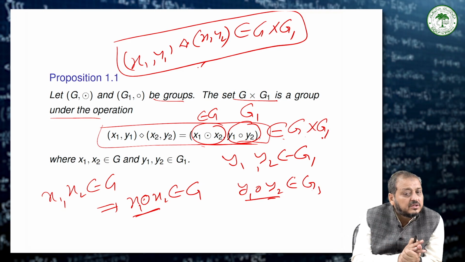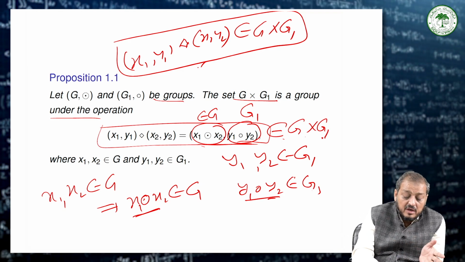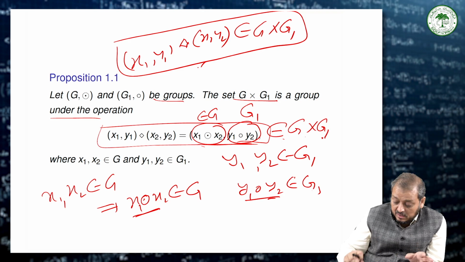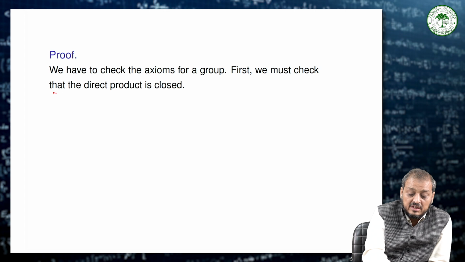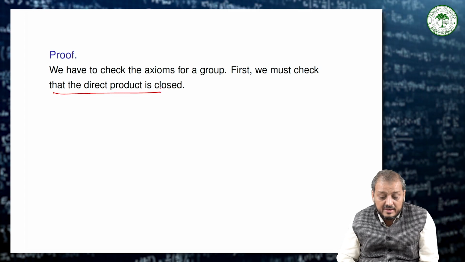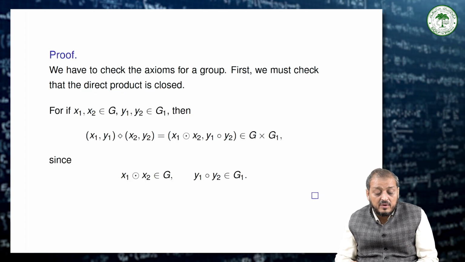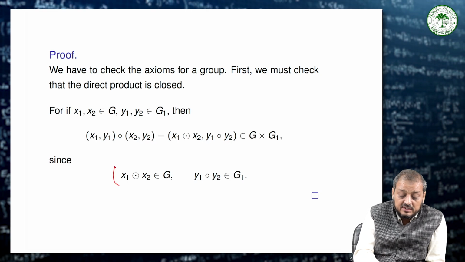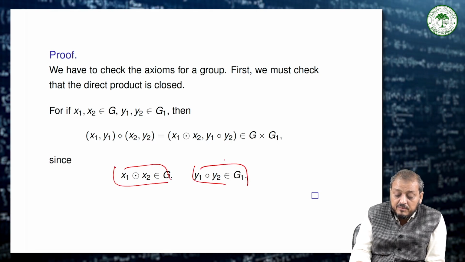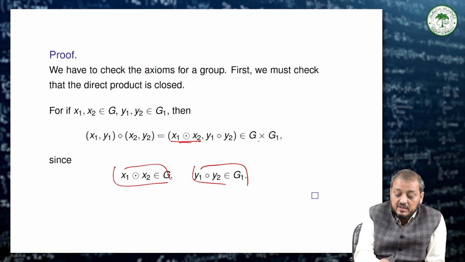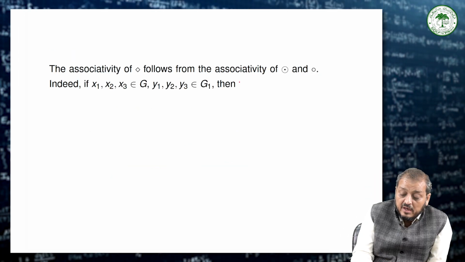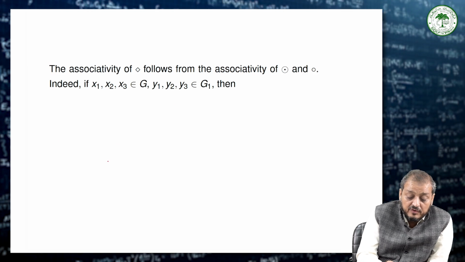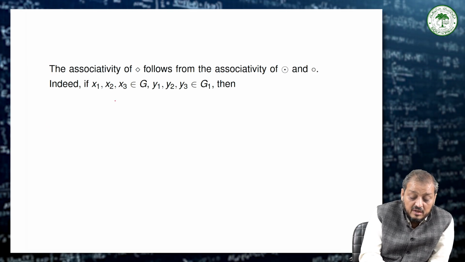So if it's a closed binary operation, this diamond is closed for this thing. Now first we check the product is closed. I just said that this is an element of G, and this is an element of G1, so clearly this satisfies this. Now we have to check associativity.